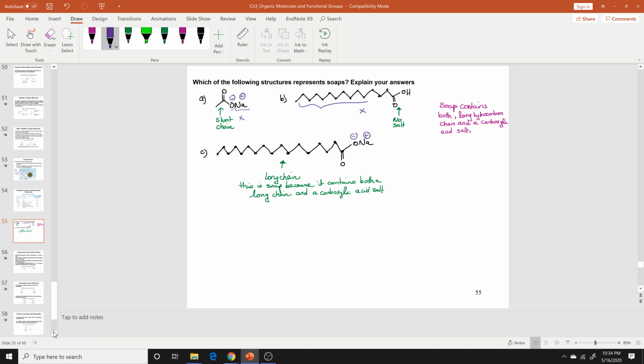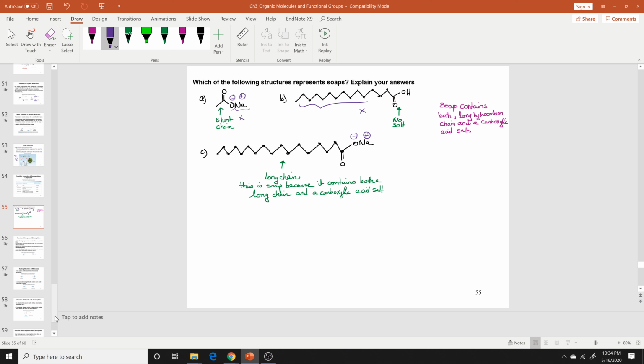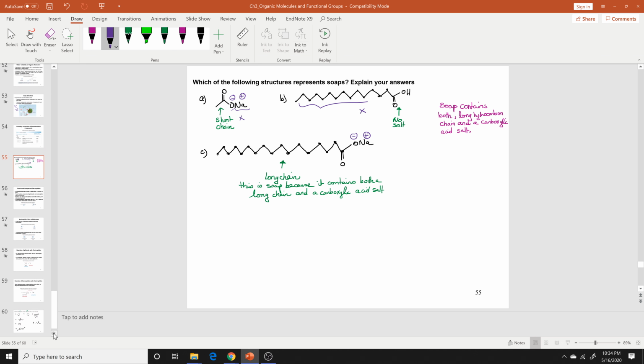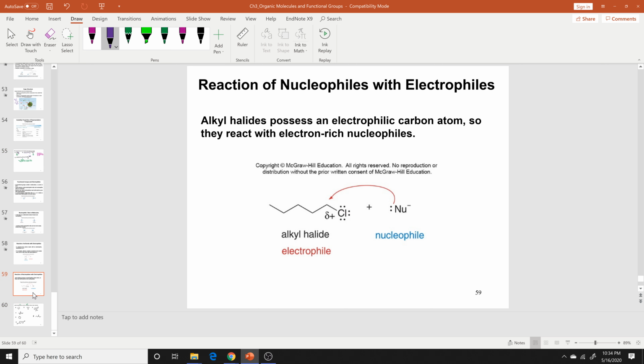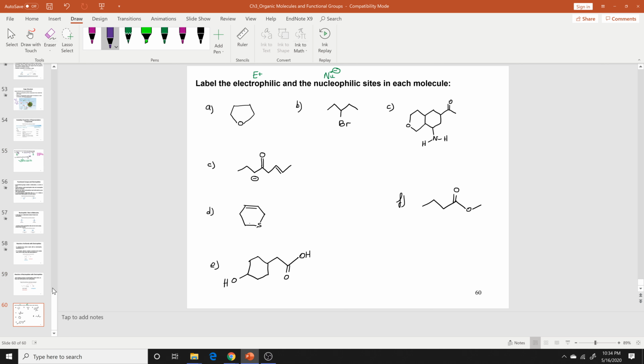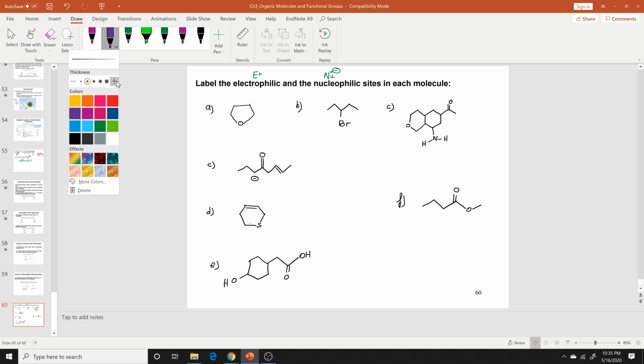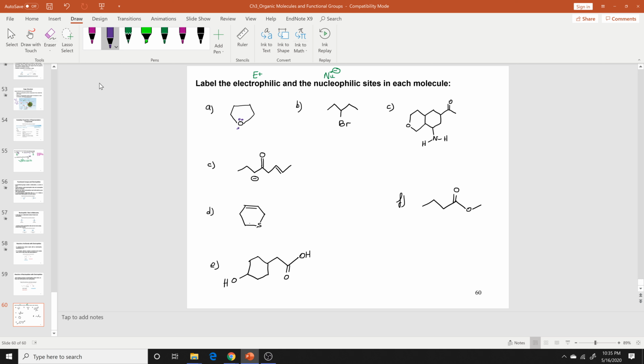Okay, so pretty much. So let's have an example over here. Label the electrophile and the nucleophile sites in each of the molecules. You have to look at your functional group over there. So label your functional group.